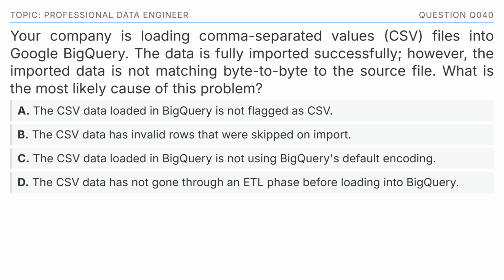The options are: Option A, the CSV data loaded in BigQuery is not flagged as CSV. Option B, the CSV data has invalid rows that were skipped on import. Option C, the CSV data loaded in BigQuery is not using BigQuery's default encoding. Option D, the CSV data has not gone through an ETL phase before loading into BigQuery.